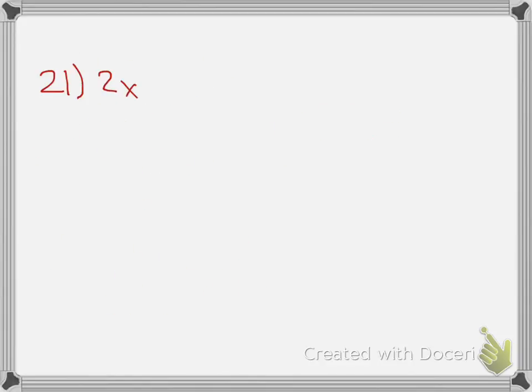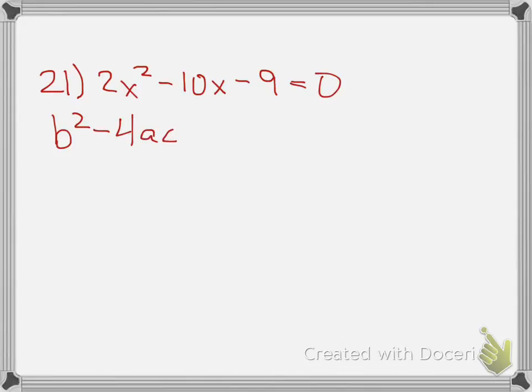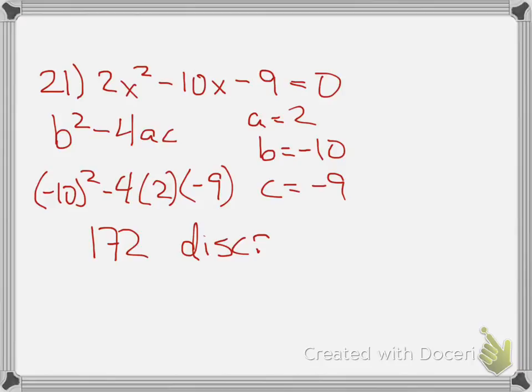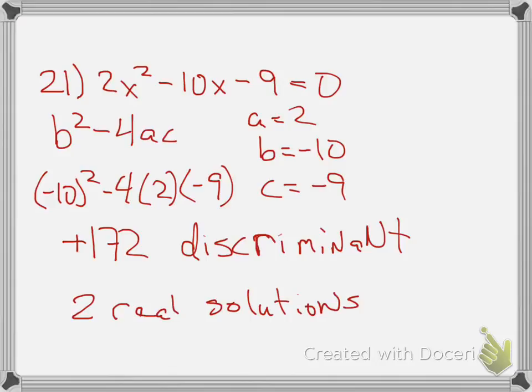And then the other thing was about the discriminant. So the discriminant is b squared minus 4 times a times c. That's all it is. And again, if I ask you for the discriminant, notice here I'm just plugging in the numbers, figured out a and c. Negative 10 squared minus 4 times 2 times negative 9 gives me 172. That's your discriminant. Since it's positive, it tells me that there's two real solutions.